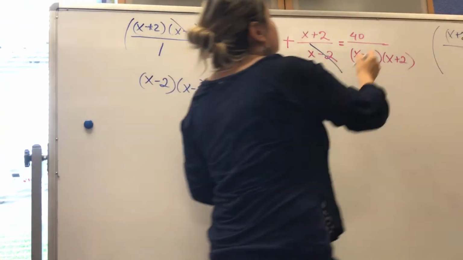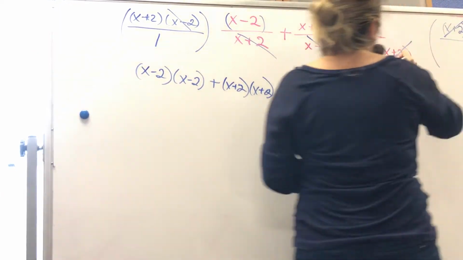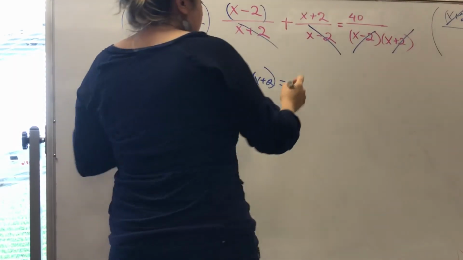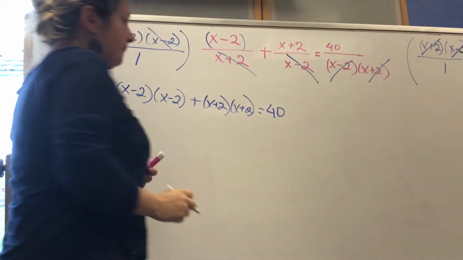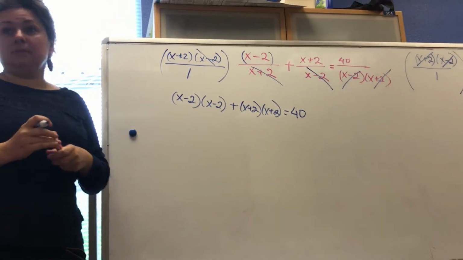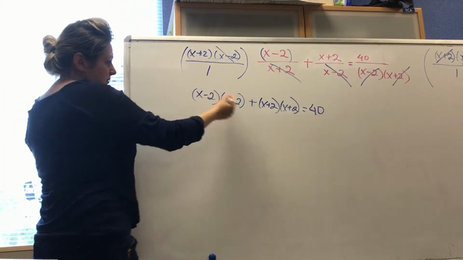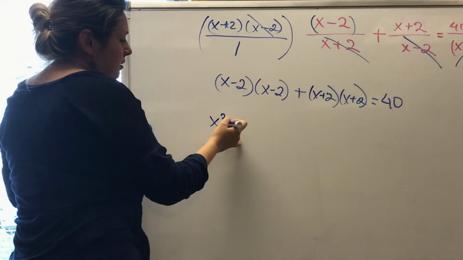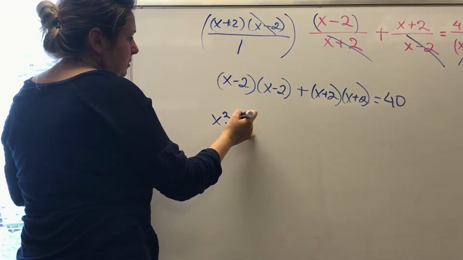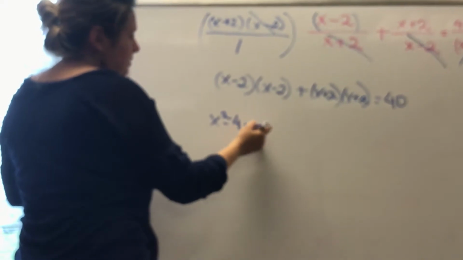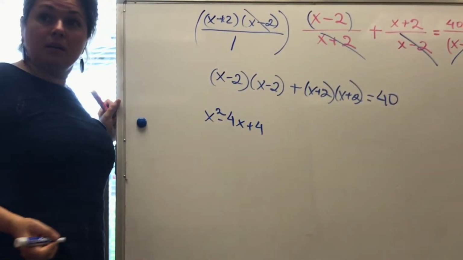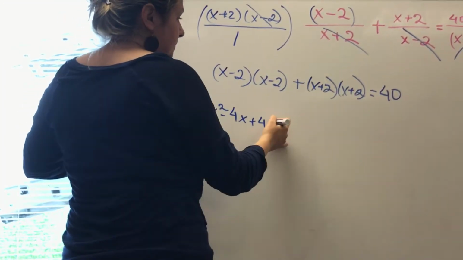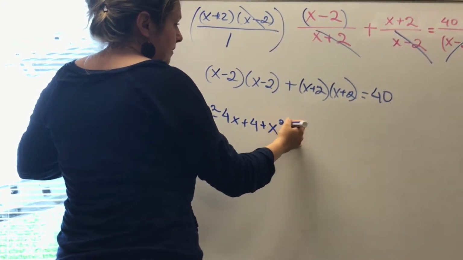Equals 40. How does he know that? He just reduces both of them. 40. Any questions? Okay. What's this? Give me a trinomial. X squared minus 4 plus 4. You agree? Okay. What's this? X squared plus 4x plus 4.